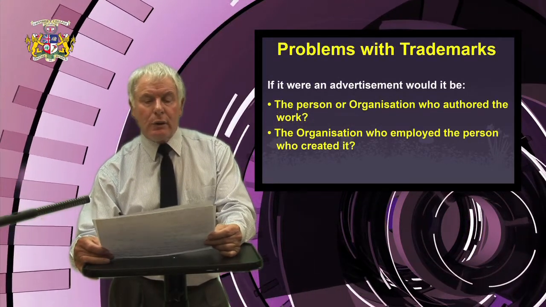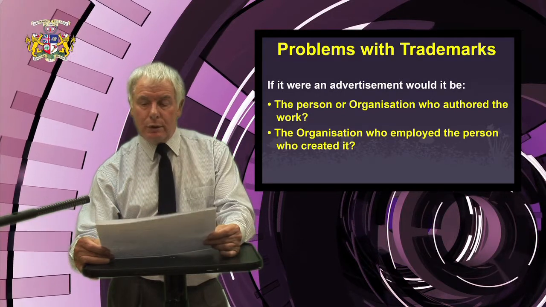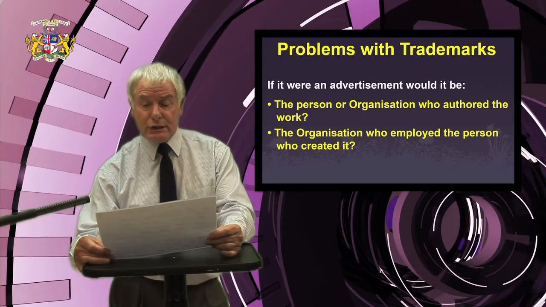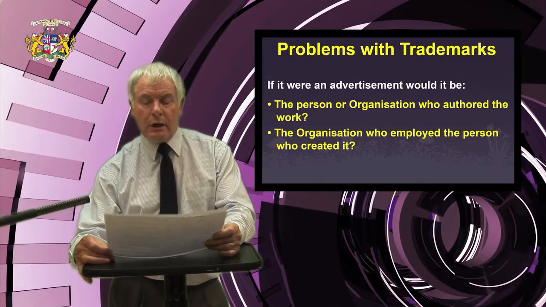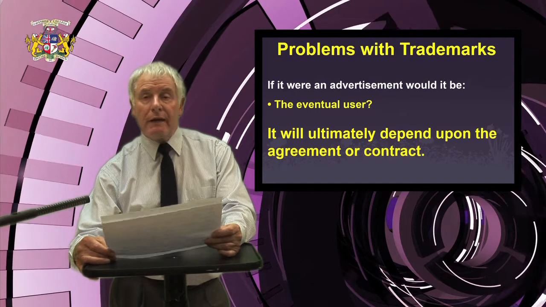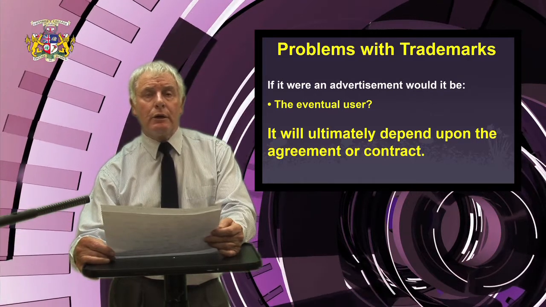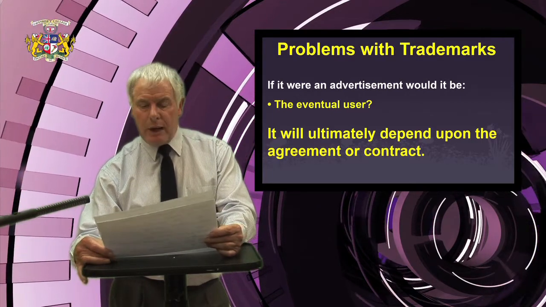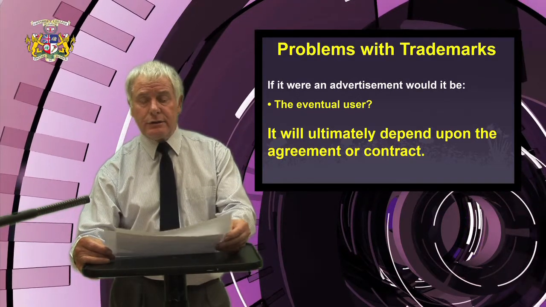Problems often do occur as to who actually owns a piece of work. For example, if it were an advertisement, would it be the person or the organisation who authored the work? However, they may be a freelance person who acted as the creative person in this instance. It may be the organisation who employed this freelance, the advertising agency, or it might be the eventual user, beneficiary, the advertiser themselves. So who actually owns the idea? The person who created it, the person they worked for, or the ultimate user, the advertiser? This will ultimately depend on the agreement or contract that was arranged, discussed, agreed and signed in the first instance.